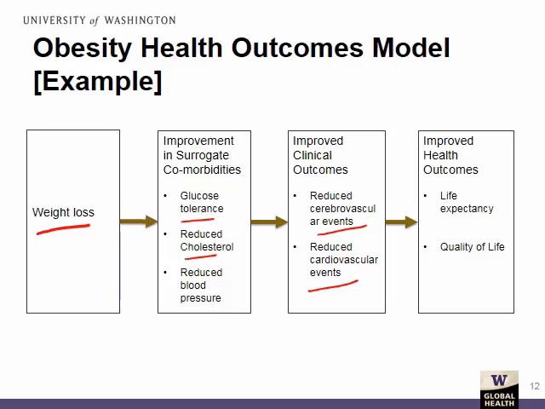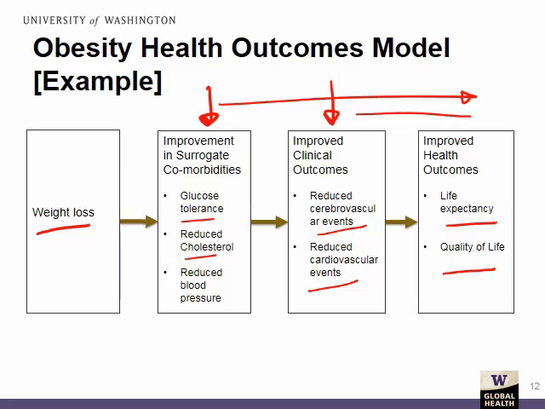But we aren't interested in strokes and heart attacks per se. We are interested in life expectancy and quality of life. So if you have a study that measures only those, or even measures only those, you can model the impact of improvements in these on the ultimate outcomes. So you can go to the ultimate outcomes of life expectancy and quality of life using a modeling framework.